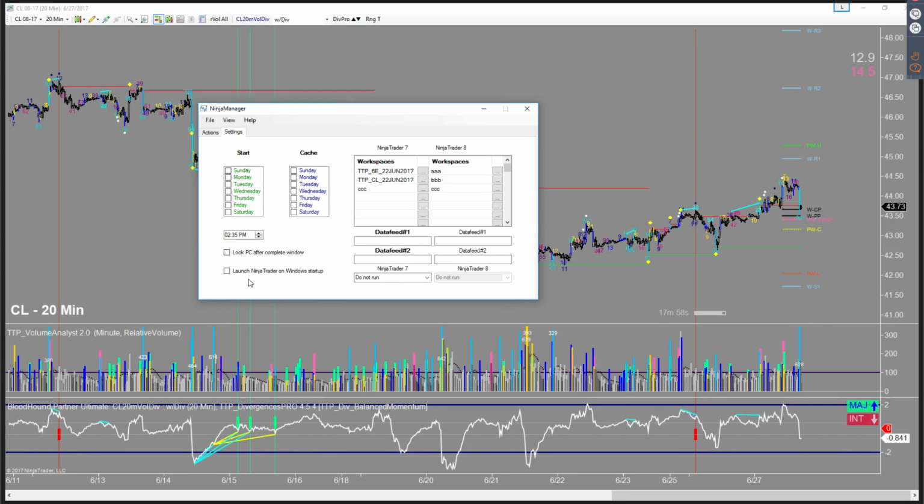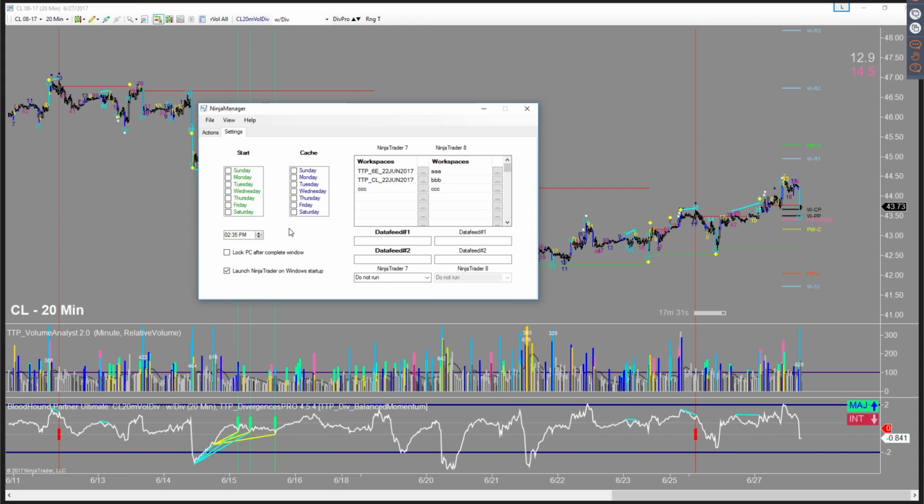Oh, I'm sorry, we don't have to do that now. No, we have this little button here. See, this is brand new. And we have all these new features. So you can launch Ninja on Windows Startup. So when you schedule your PC to start up at a certain time, when it opens up, it will launch this Ninja Manager with NinjaTrader.